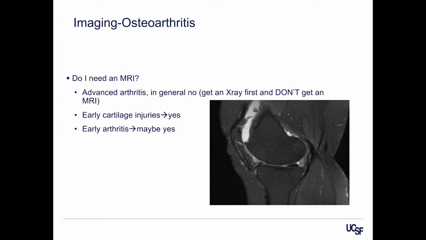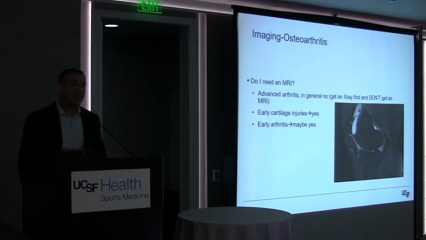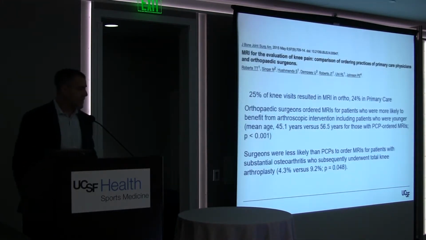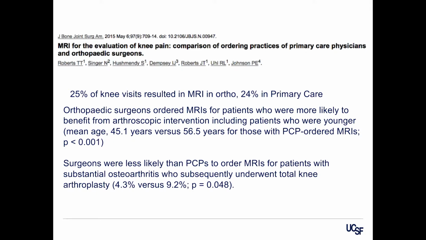For early cartilage injuries, say a 35-year-old whose x-rays looked pretty normal, absolutely get it. And in people with early arthritis, I think it's kind of variable, especially if you've tried non-operative options for a while. I think it may be reasonable to get an MRI, but it shouldn't be your first line treatment or imaging study. And this was a nice study that was done a few years ago now in 2015.